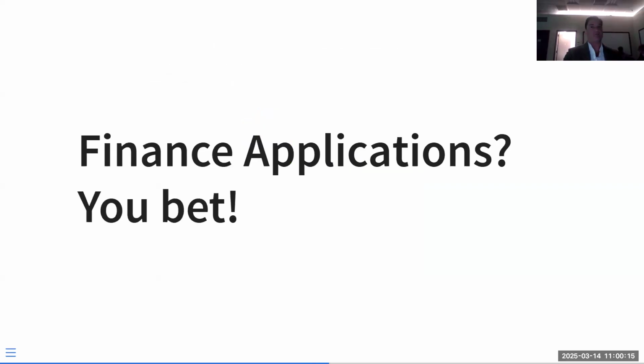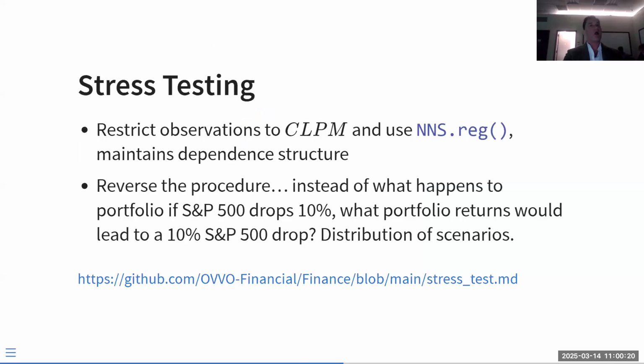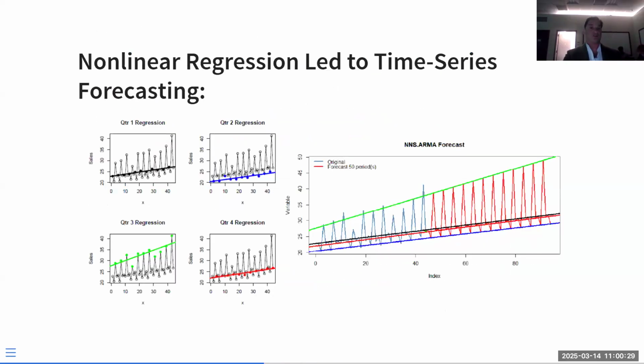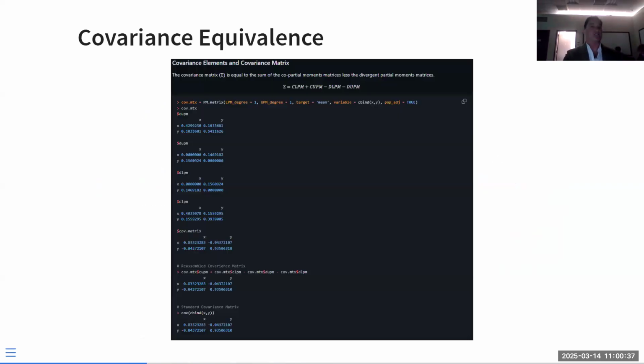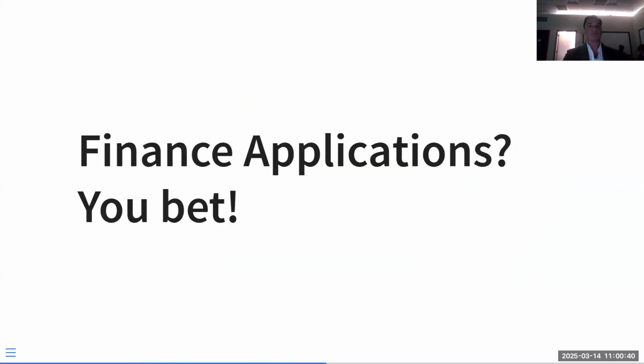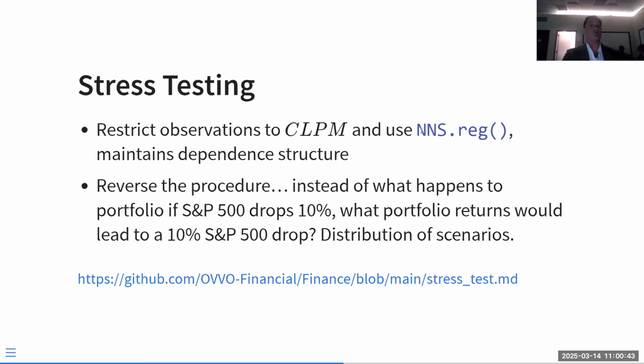Now that we have this toolkit, we can actually put some finance applications to it. First would be stress testing. So what we're going to do is restrict the observations to the CLPM quadrant, which was this one. When everything's going down together, we want to restrict our observations to this set. And then we can use the regression method to extrapolate beyond the support of the CLPM empirical observations. And we're going to reverse the procedure.